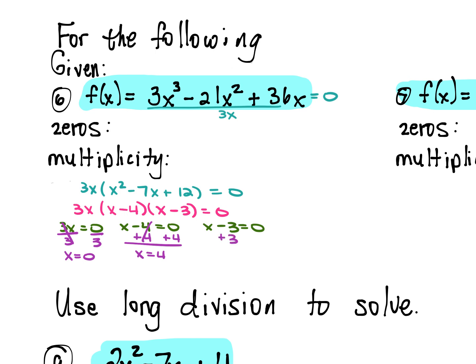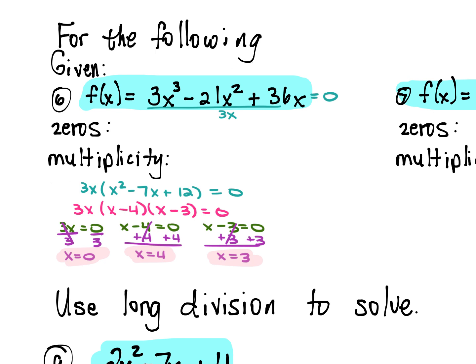And then add your 3 to both sides, and the x minus 3 is equal to 0. So you get that x is 3. So your zeros from here, your answers, your solutions, are 0, 4, and 3. You can give them to me just like this. So x is equal to 0, x is equal to 4, x is equal to 3.